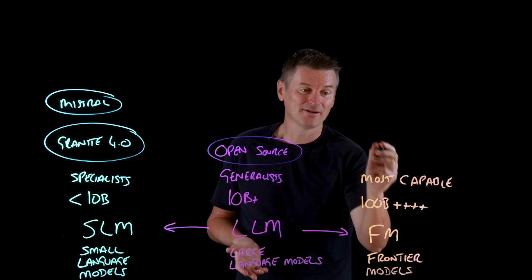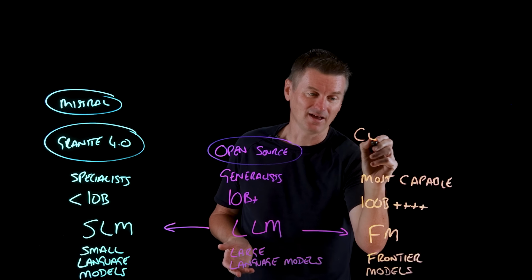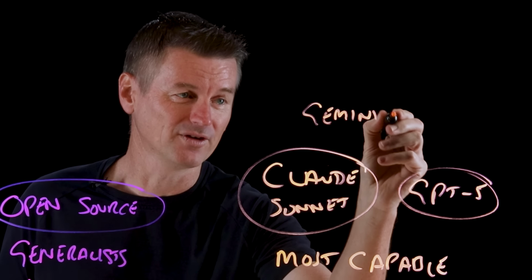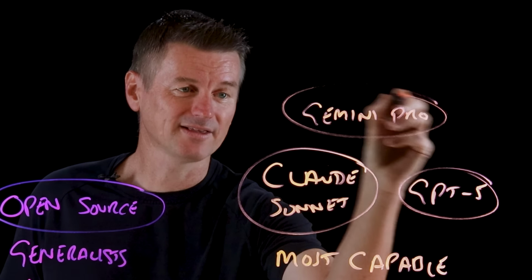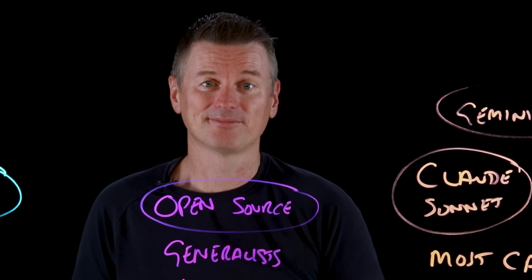So we can think of models like Claude Sonnet and Opus as definitely fitting into this category. GPT-5 from OpenAI we could put in here, and Gemini Pro from Google. These would all be considered frontier models.